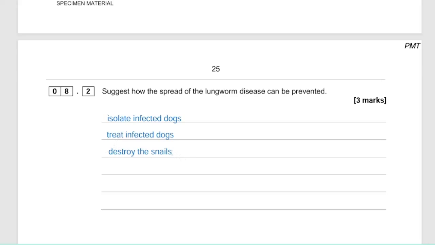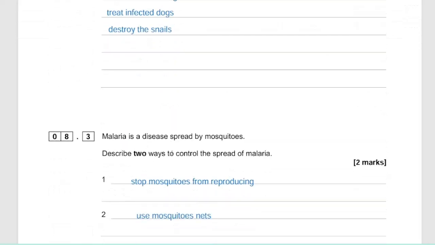Destroy the snails is word for word from the mark scheme. There were other ones that were slightly more obvious, but I just think destroy the snails is a very simple message, and a bit funny that AQA has included it in that form instead of saying destroy the infected snails. It's just destroy the snails with no context, which I find a bit funny.